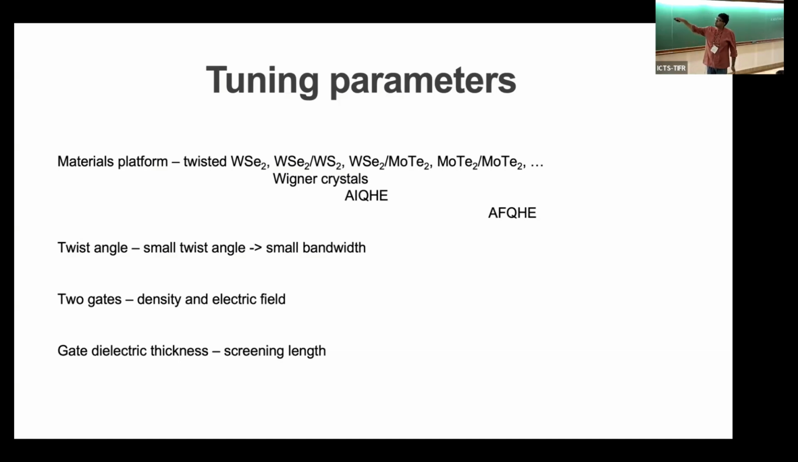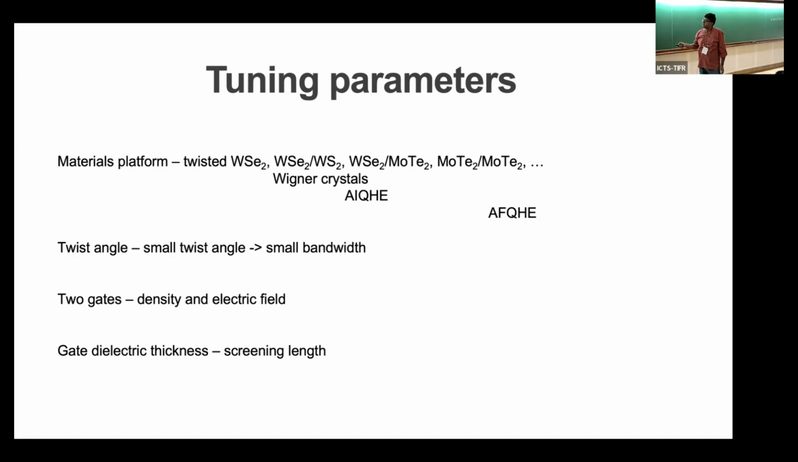Now, once you've picked a particular material, you still have a lot of tuning parameters that you can play with. You can play with the twist angle. The twist angle sets the wavelength of the superlattice in real space. The smaller the twist angle, the larger the wavelength in real space, and the smaller the wavelength in reciprocal space. You also have two gates in all of these devices. If you have a bilayer, you can put a gate on top and a gate on the bottom. If you apply the same voltage to both gates, then you tune the density of electrons. And if you apply equal and opposite voltages to the two gates, then you end up applying just an electric field. And as I'll show you, the electric field in our system controls the bandwidth of the system.